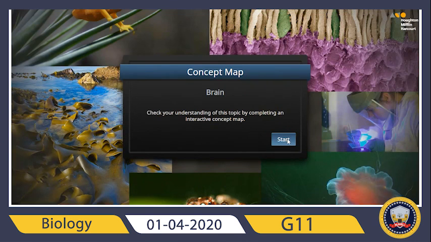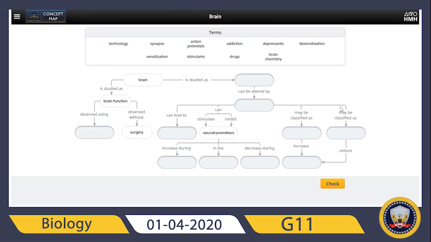So let's play the brain game. Now, the brain is studied as brain function observed without surgery. So how did we observe? Using what? Let's see. Brain is studied as what? Since here we studied brain function, so it is studied as brain chemistry. It can be altered. Altered by what? Using drugs. We'll see.